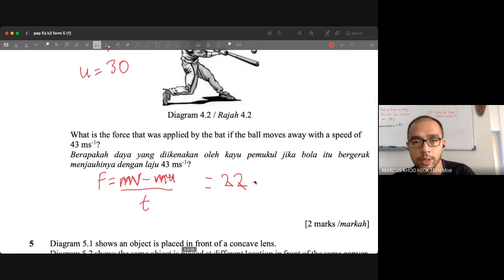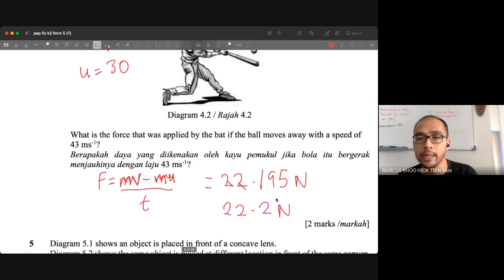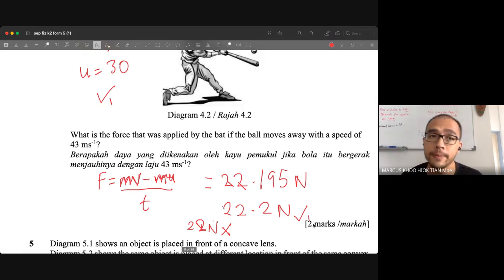newtons atau yang sewaktu dengannya lah. Okay, 22 saya tidak accept lah. Okay, paling sikit saya accept is 22.2. Ini saya terima. Anything less than this, let's say kau bundarkan pergi 22 kan, saya tidak terima. This is too much already lah, terlalu membundar sudah. Ini saya tidak terima. Okay, so ganti dalam formula betul 1 markah, jawapan betul 1 markah.